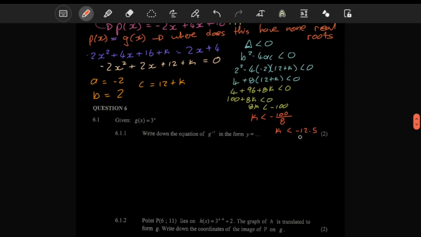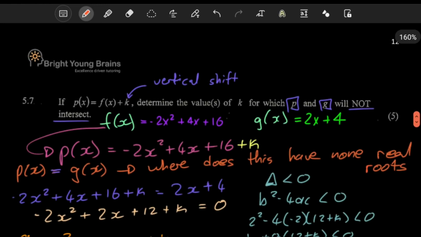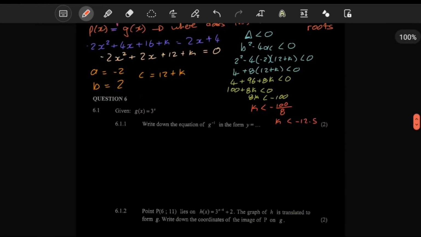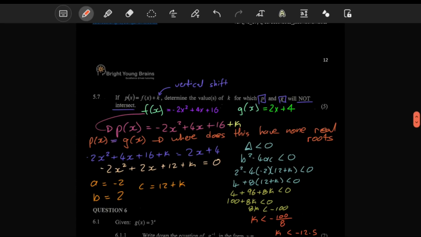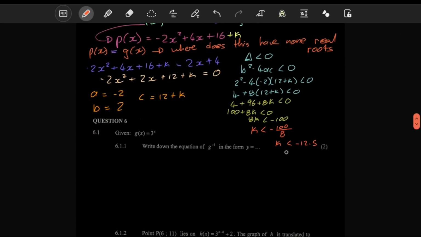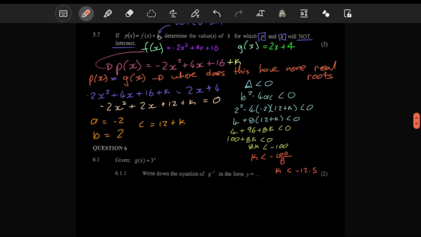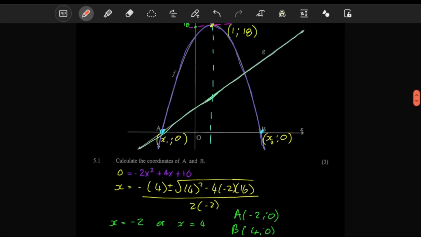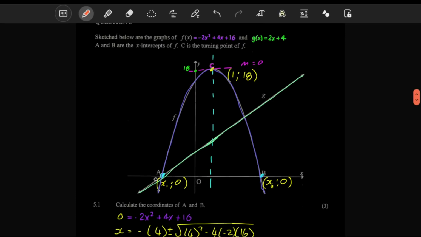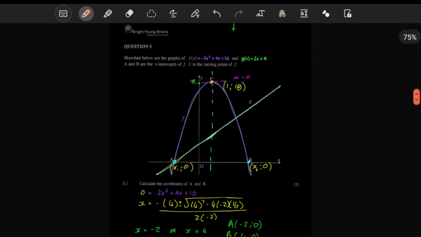This is saying k needs to be smaller than -12.5, because where k is, you're just shifting your graph downwards. For example, if your k is -13, it means you would have moved your graph 13 units downwards, and looking at our image, if you move your graph 13 units downwards, it will definitely not be touching your straight line anymore.